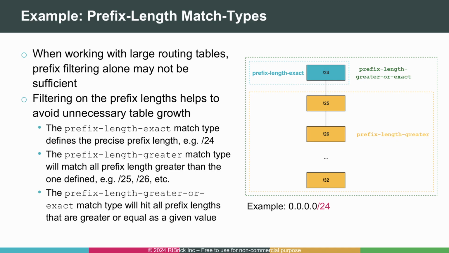So, for example, 0.0.0.0/24 and 10.1.0.0/24 would have the same effect, because only the /24 part is used in the match. There are several match types for this. Prefix length exact matches all routes that have the exact same prefix length, like /24. Prefix length greater matches all prefixes that are more specific, like /25, /26, and so on. And finally, prefix length greater or exact combines the two, it matches both the specified prefix length and anything longer.